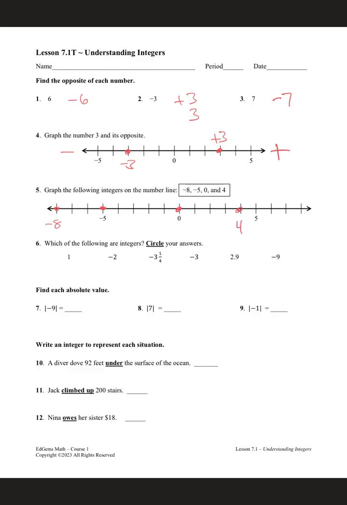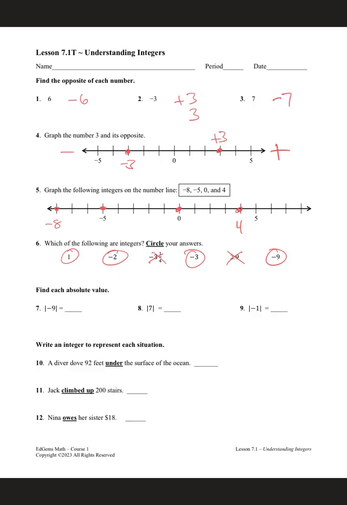So here we go on number 6. On number 6, it says, which of the following are integers? Circle your answers. So remember that an integer is all whole numbers and their opposites. So all whole numbers and their opposites. It doesn't include fractions or decimals. So integers would include numbers like the number 1, -2. Wouldn't be -3 and a fourth because that's not an integer. -3 is an integer. 2.9, no, because that's a decimal. And -9. Okay, that would be an integer.